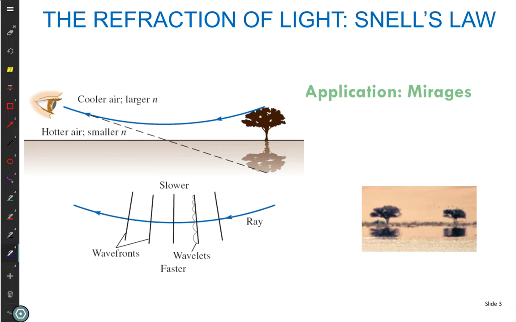So when I thought I was seeing water on the road, what was I really seeing? I was really seeing the sky. But it looked like it was rippling. Why did it look like it was rippling? Because the air's not uniform temperature. The air is not uniform temperature and it's not stationary. The air is moving. It's the same reason that stars twinkle.